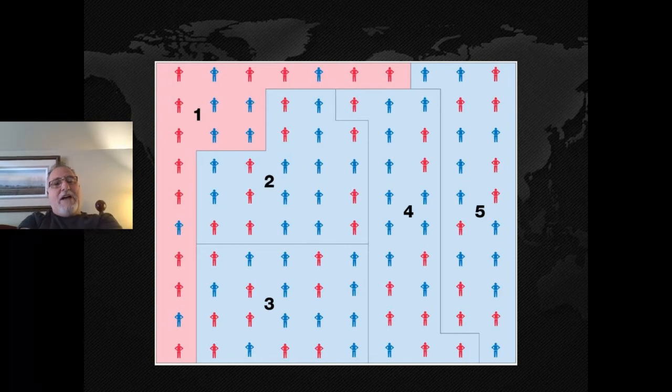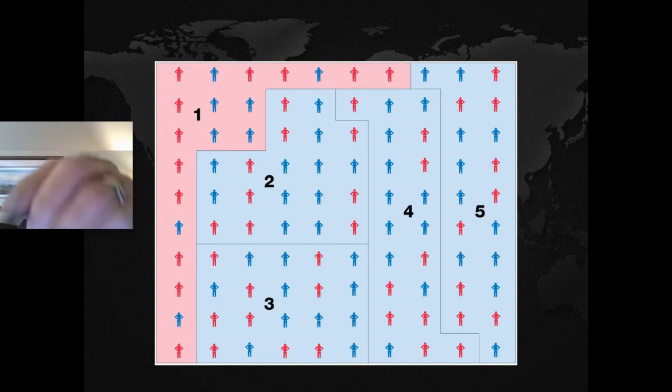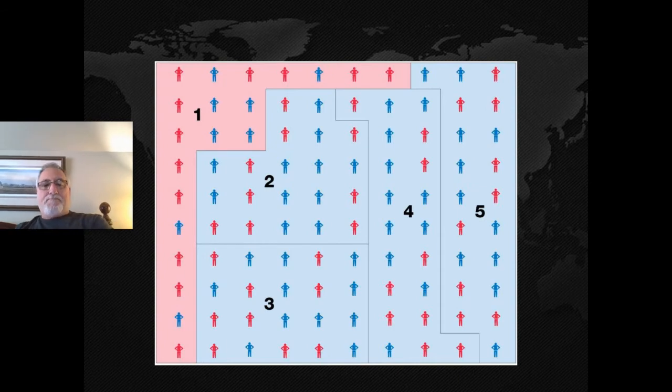So here are 5 voting districts, and we have 12 red votes there, and more red votes in the other districts. So here, the red wins, and here the blue wins, and the blue barely wins, barely wins, barely wins. And here the red wins by the largest margin.